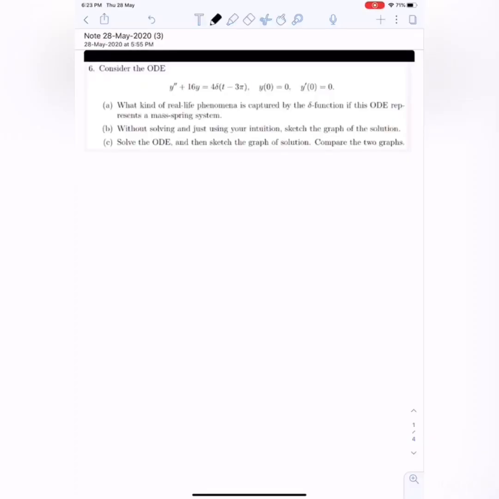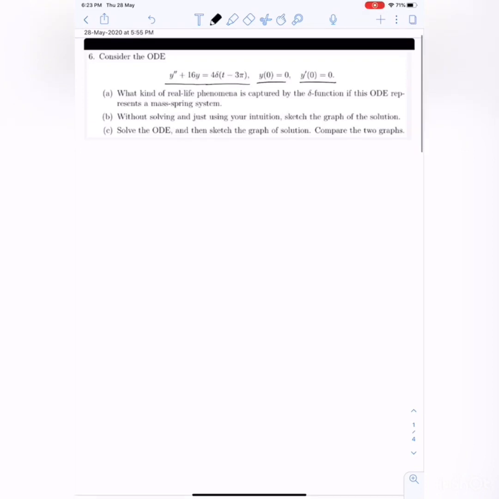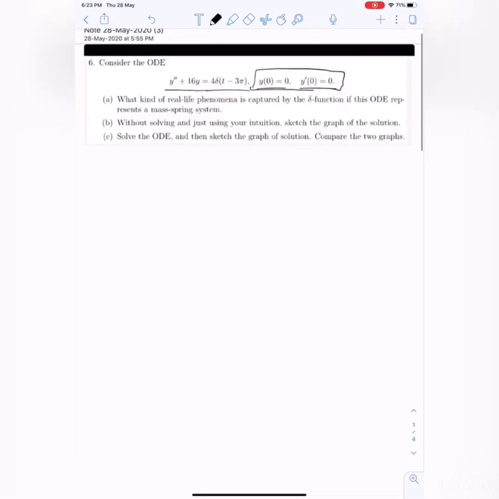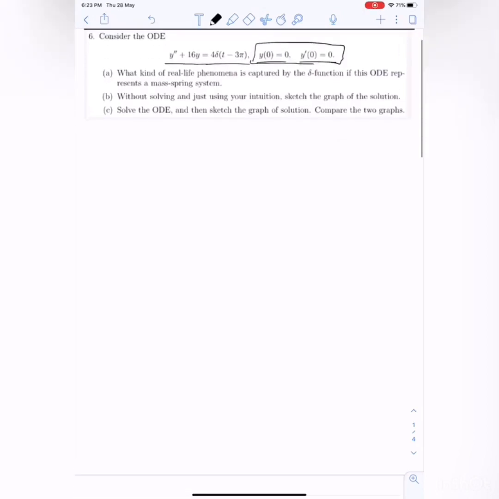Okay, in this question we have been given an ODE y double dash plus 16y equals 4 direct delta of t minus 3 pi, and we have been given two initial conditions. These initial conditions are very important to actually grasp the equation, so just remember those. Okay, so this is our ODE. Our ODE is y double dash plus 16y equals 4 direct delta of t minus 3 pi.